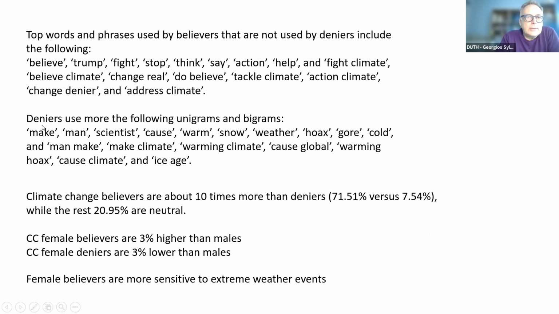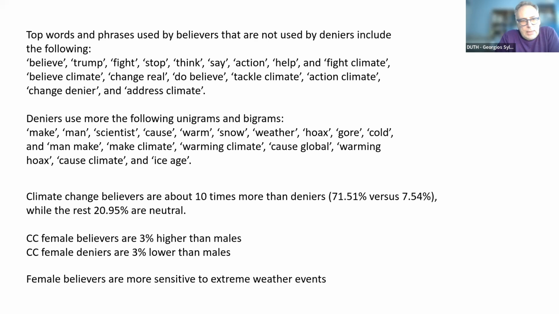While the deniers use unigrams and bigrams, as we say in this language. Unigrams are if you are using only one word, or bigrams if you are using a set of two words, in order to make a statement. We found that the climate change believers are about 10 times more than the deniers, 71% versus 7.5%, while the remaining 20.95% are considered neutral.